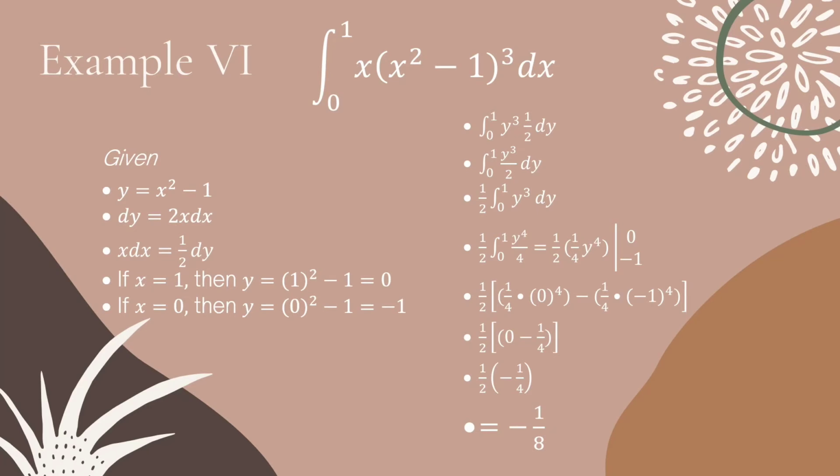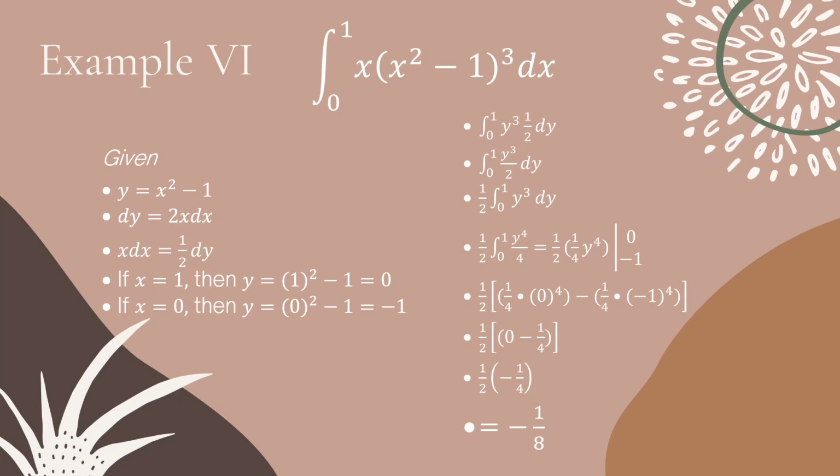Next, let's find the new boundaries. So, if x is 1, then y is 1 squared minus 1 equals 0. If x is 0, then y is 0 squared minus 1 equals negative 1. Moving on, let's input the given values and we'll have the definite integral from negative 1 to 0 of y cubed times 1/2 dy. Combine 1/2 to y cubed, and since 1/2 is constant with respect to y, 1/2 will be moved out of the integral.